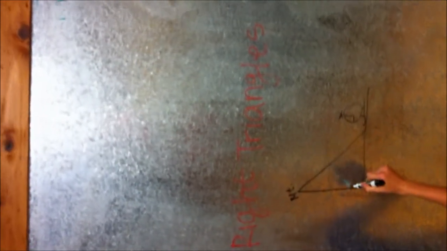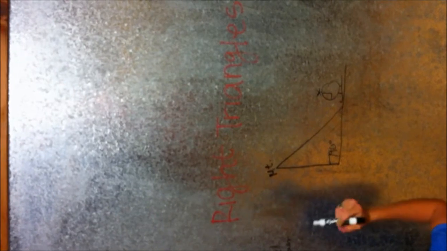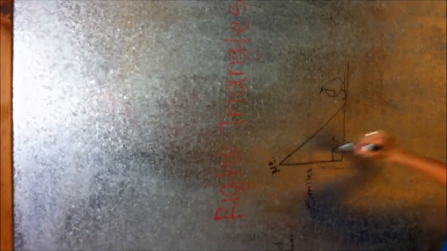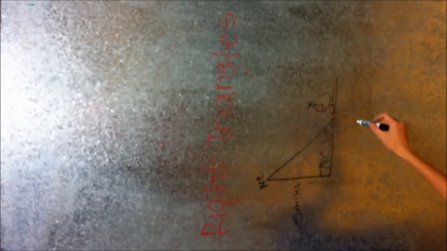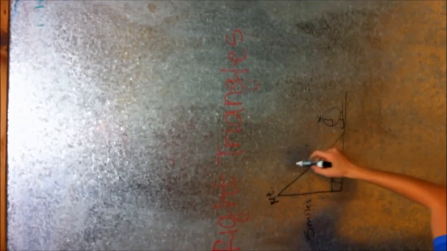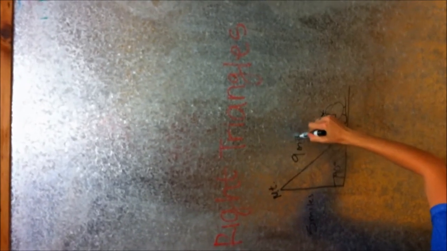From the ground to the mountain is a 90-degree angle, so this angle is 90 degrees. They have told us that from the mountain to the ground is 5 miles, so this side of the triangle is 5 miles. From the ground to the mountain climber, where the helicopter is, is 9 miles. So this side of the triangle will be labeled as 9 miles.